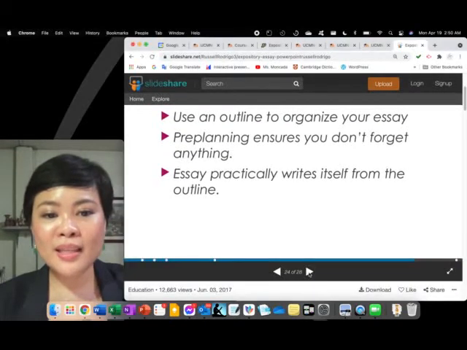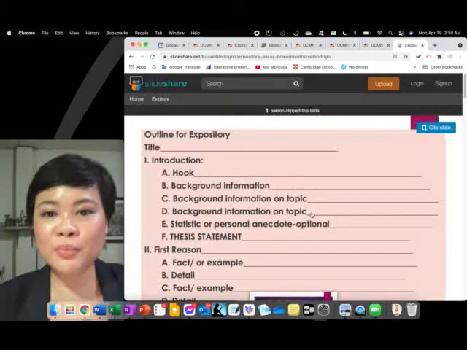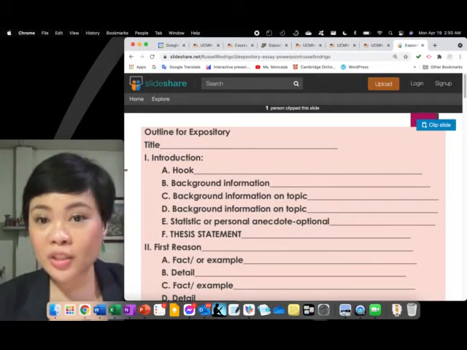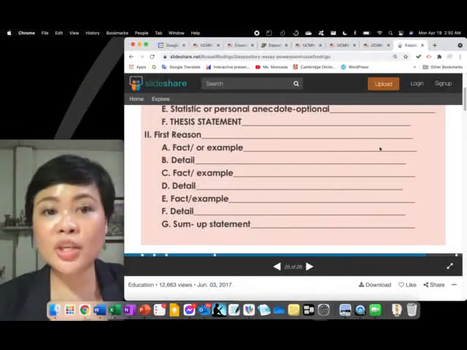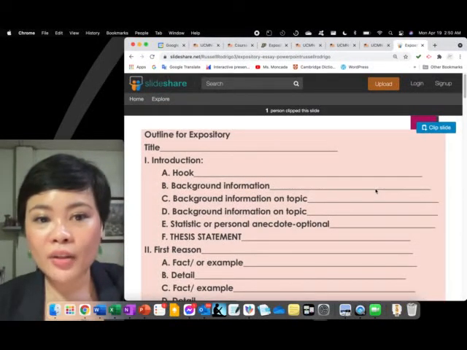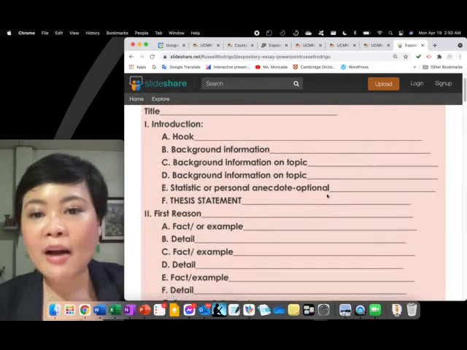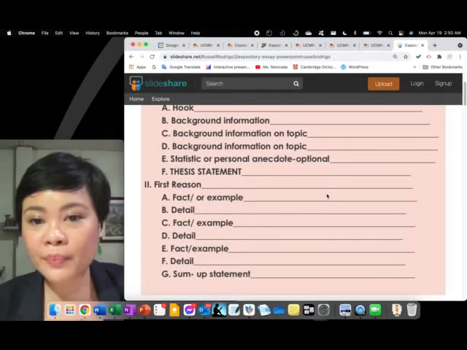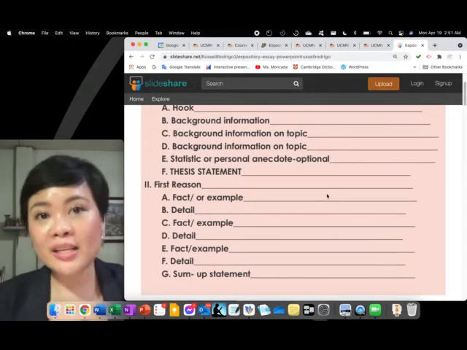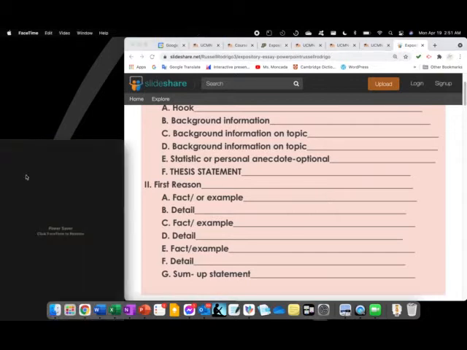So let's look at the outline. This is the first part of the outline: from the title, the introduction, the parts of the introduction. For the outline, you don't need to write complete sentences. Just write phrases. Maybe a short sentence if necessary, but never the entire sentence. Do not explain here. Just write the keywords.